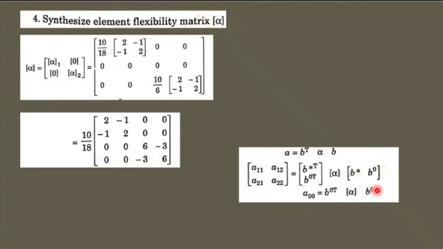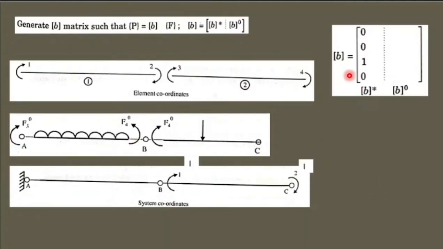Now in the transformation matrix you have two components. What are they? B star and B naught. So what is the component of B naught? You have two components, B star and B naught, isn't it? B naught is 1 0 0 0 0 minus 1 plus 1 0. So this is the component of B naught and this is the component of B star.